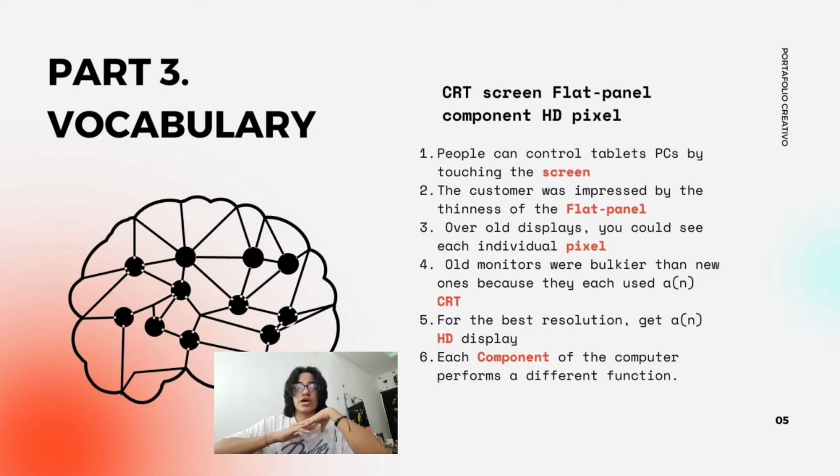Part 3, Vocabulary. 1. People can control tablets and PCs by touching the screen. 2. The customer was impressed by the thinness of the flat panel. 3. On some displays, you could see each individual pixel. 4. Old monitors were bulkier than new ones because they each used a CRT. 5. For the best resolution, get an HD display. 6. Each component of the computer performs a different function.